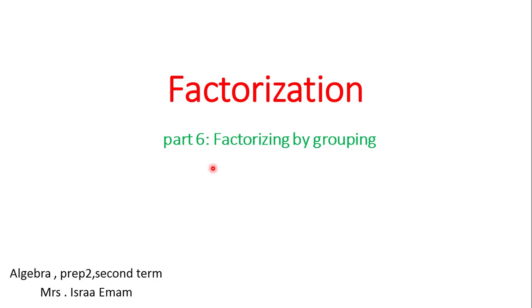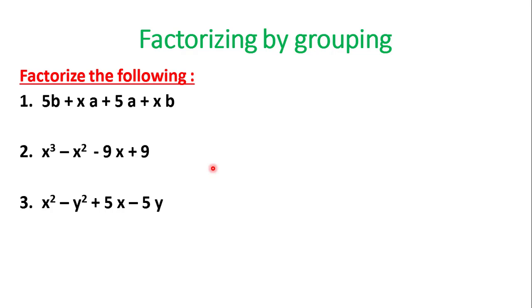This is part 6. In this case, we will have an expression that consists of 4 terms. We will take each 2 terms together, but they should have a common factor between them. For example, the first one here.